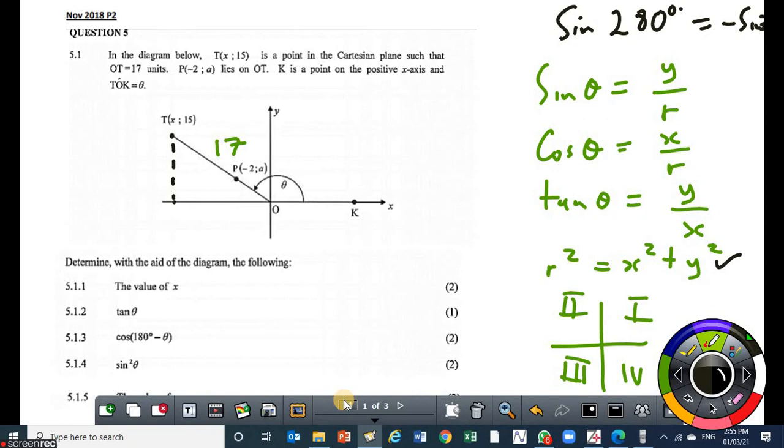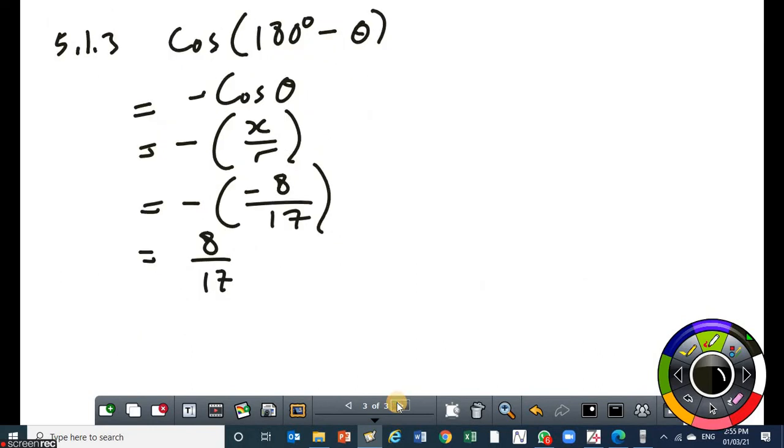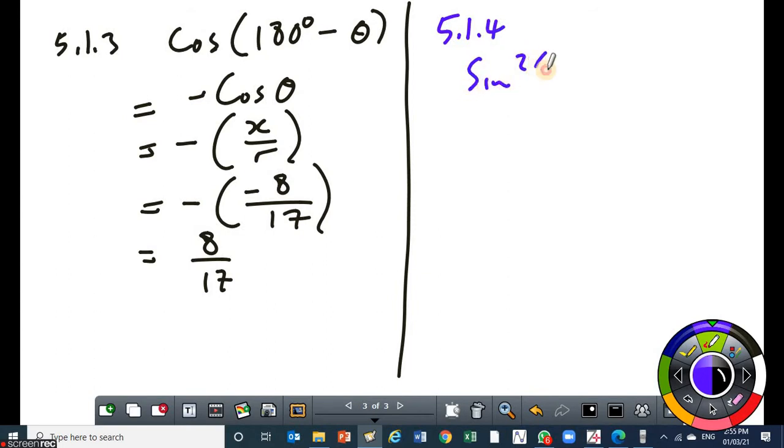Okay, then 5.1.4, it says sine squared theta. Find the value of sine theta and square that answer. That's what it means. So 5.1.4, it will be sine squared theta. Remember, sine squared theta is the same as sine theta all squared. Don't forget that those two are the same.